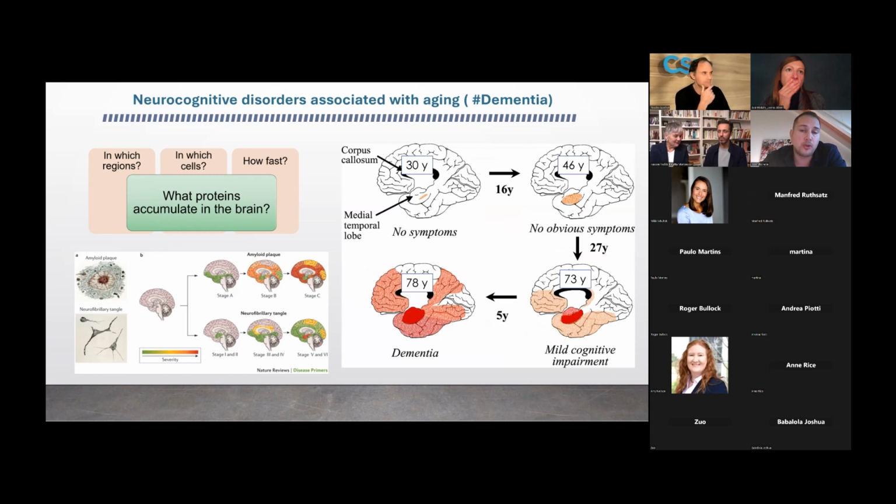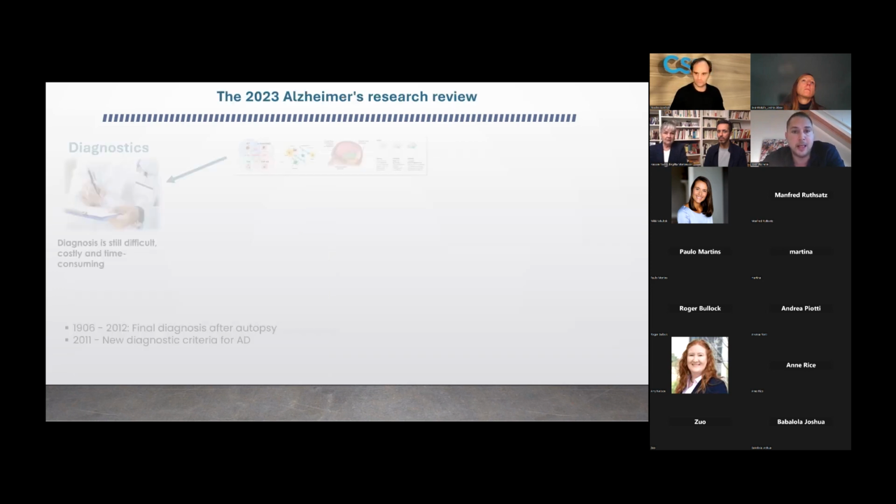A very important point to mention today is the time and the progression of this pathology. It's a very slow pathology, and some people believe that the pathology starts a very long time before the first symptom. It's a very complex situation, because diagnosing this pathology early is very complex.